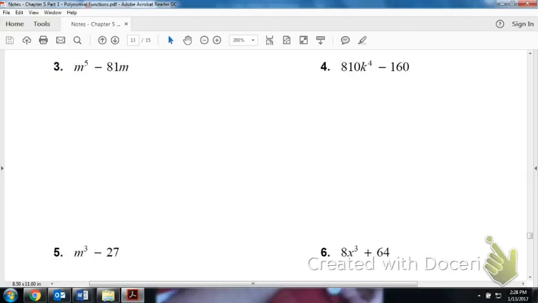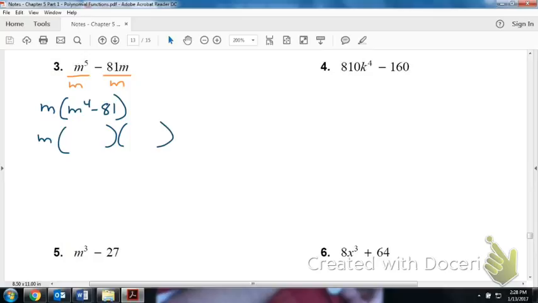Number 3. Number 3, again, start off. Divide out anything you can. So I'm going to divide out a... well, there's no number out here, so I can't divide out a number, but I can divide out a single m. So here we go. M out front. So I got an m to the fourth minus 81. And that one's interesting, actually. That's a difference of fourths. But we're going to treat it like a difference of squares.